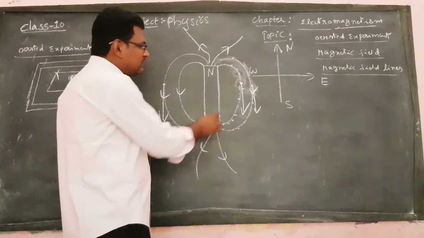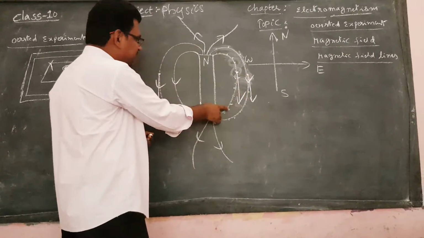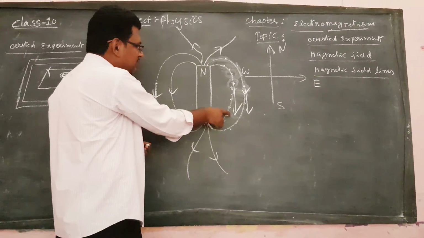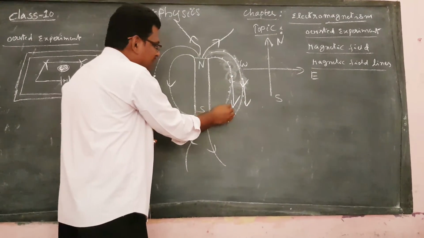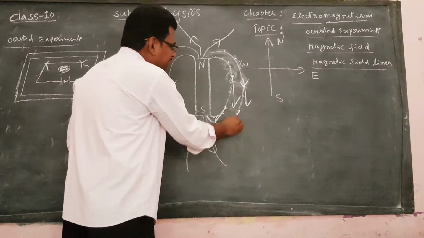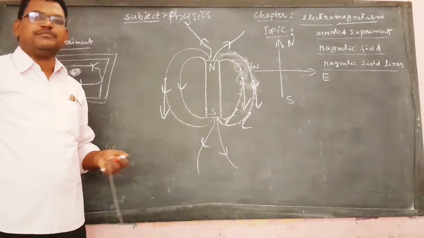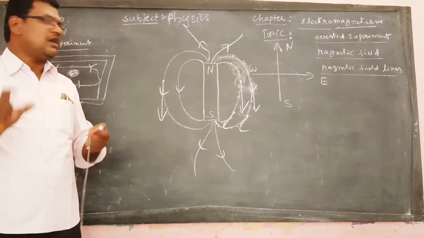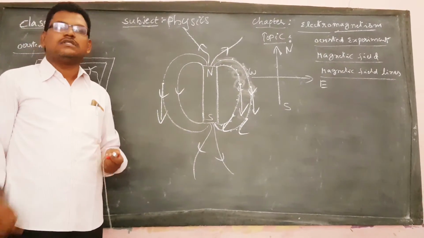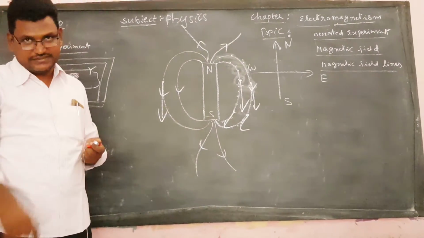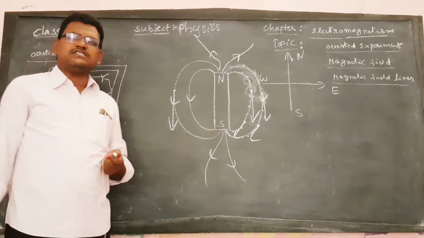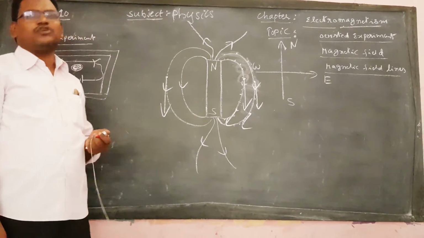If we observe the magnetic field lines, the direction of the magnetic field at different points is different. That means the magnetic field direction is not the same at all the points around a magnet. The magnetic field direction is different. And now let us see about the strength of the magnetic field.